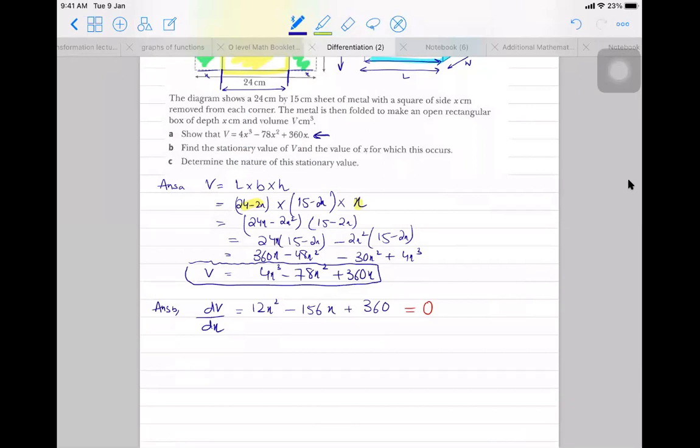To find the stationary value, I'm going to equate this to 0 and then solve for x. Now you can take 12 common as well from the expression. So you're going to get x squared minus 13x plus 30 equals 0, and solve the remaining quadratic equation for x. So what are the two values coming?